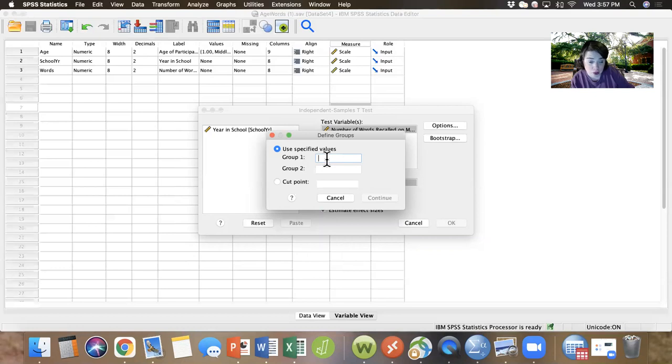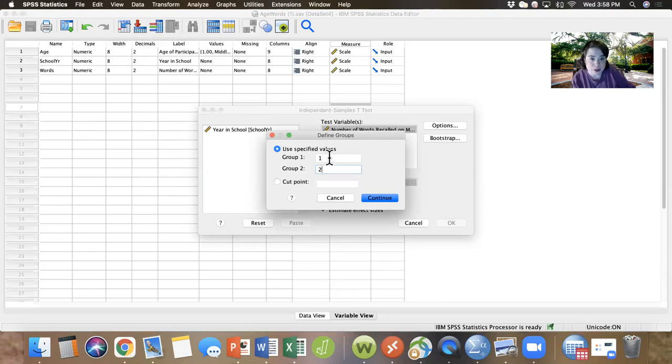So for group 1, middle schoolers, we have the number 1, and for group 2, undergraduates, we have the number 2. Okay, because that's how they were entered into SPSS. And if you need to check that, you would just go to variable view, which is the view we're currently on, and you would look at values, okay?